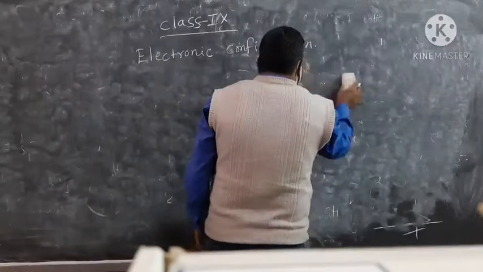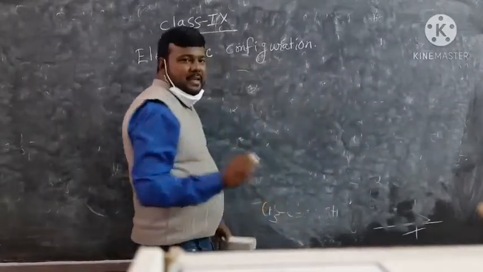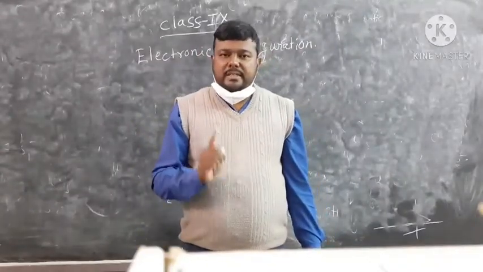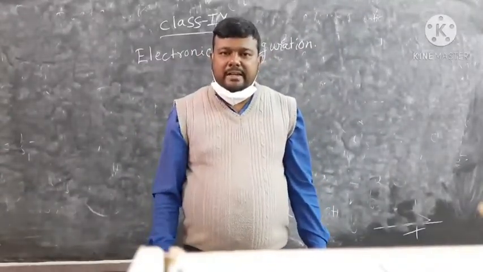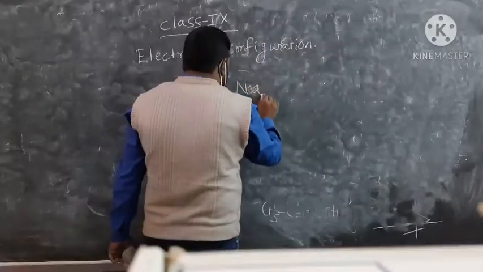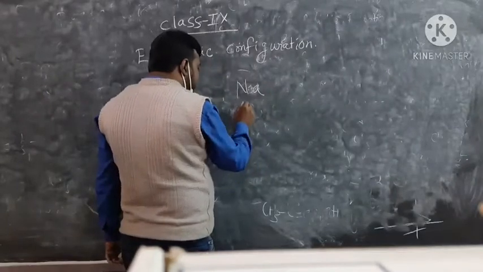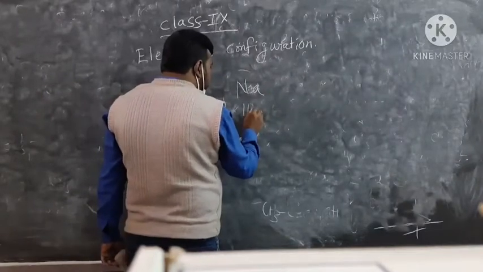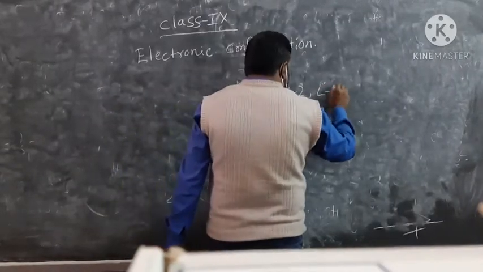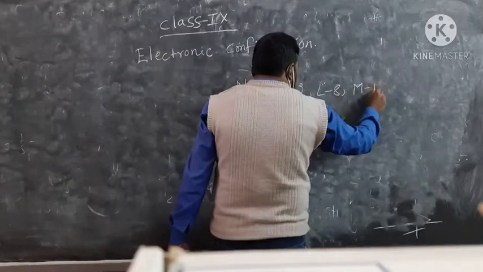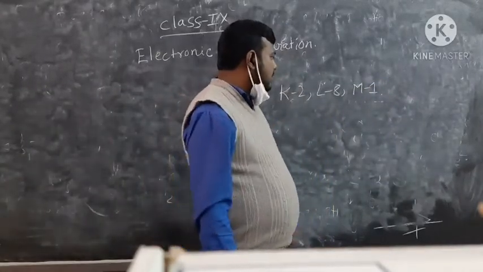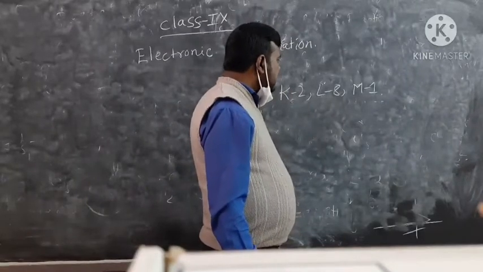Next, coming to stability. The atom which gets 8 electrons in the outermost cell gets stability. Now if we consider sodium, its atomic number is 11. It means that there are 11 protons and 11 electrons present. These will be distributed like this: K2, L8, and then M1. K2, L8, M1.